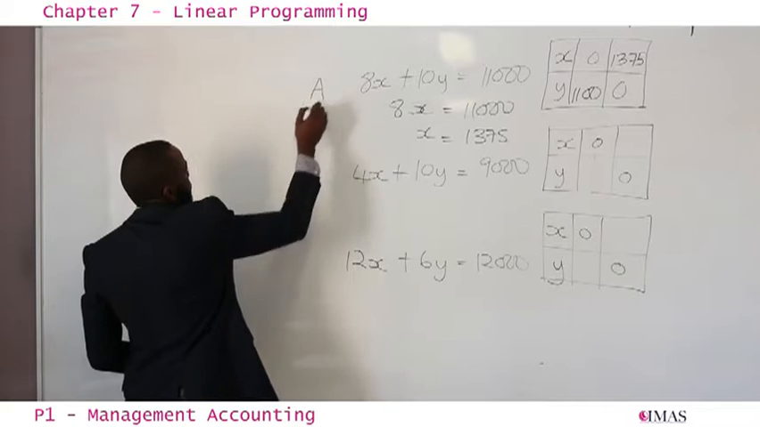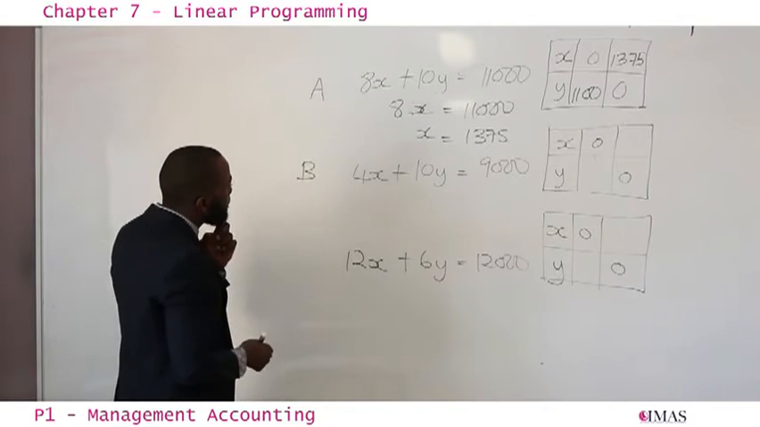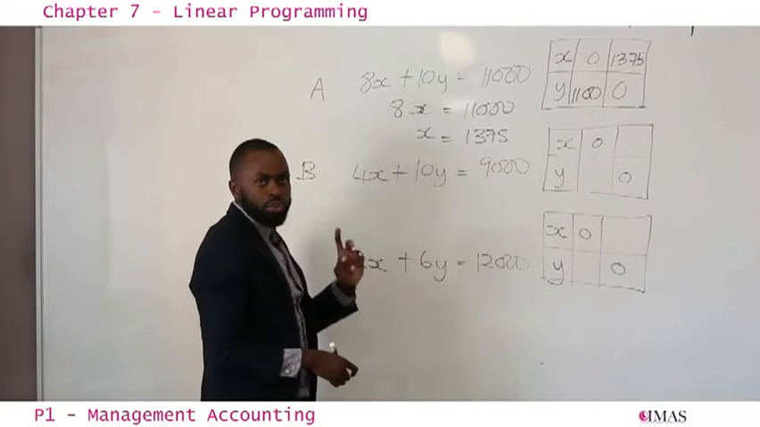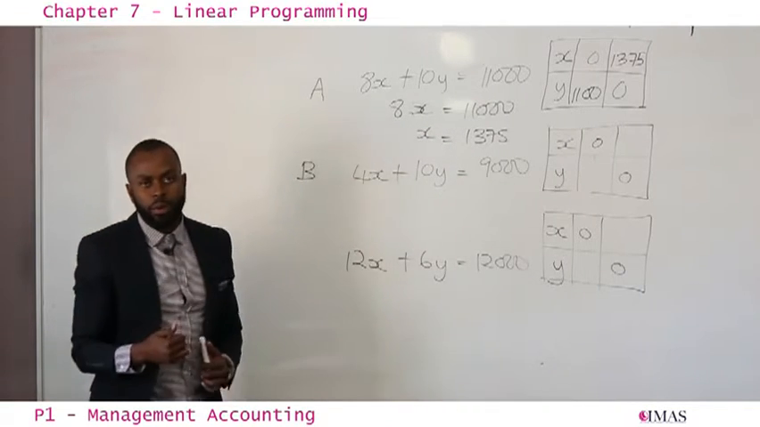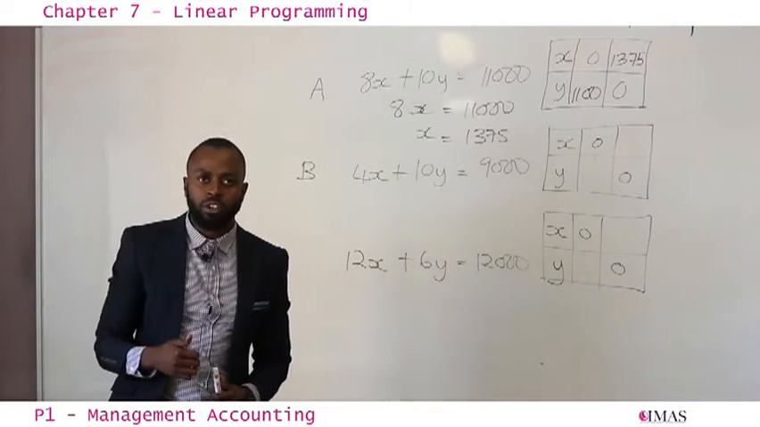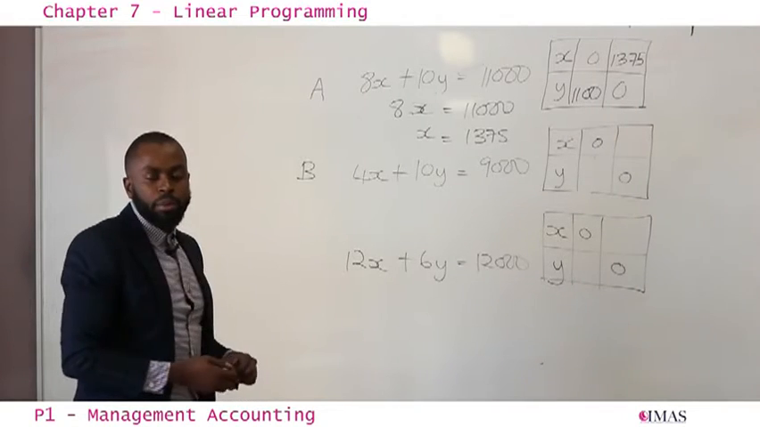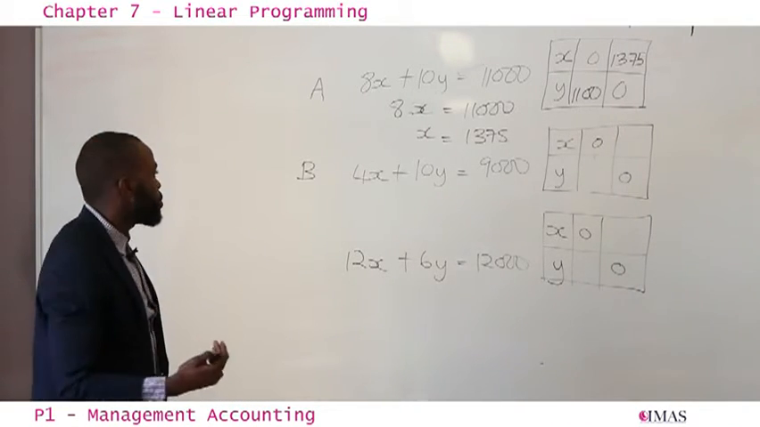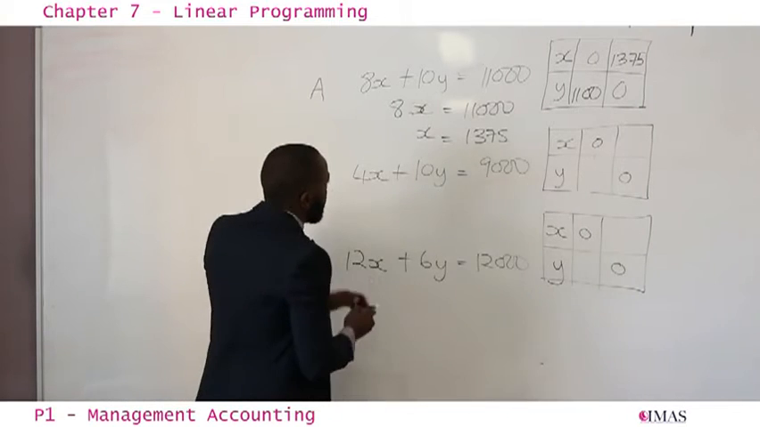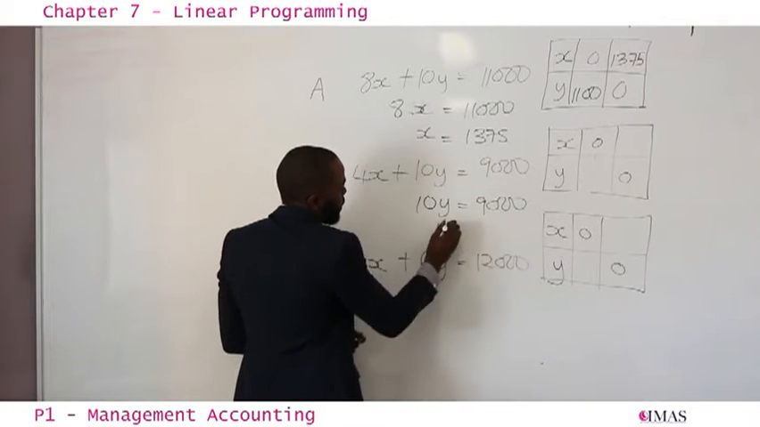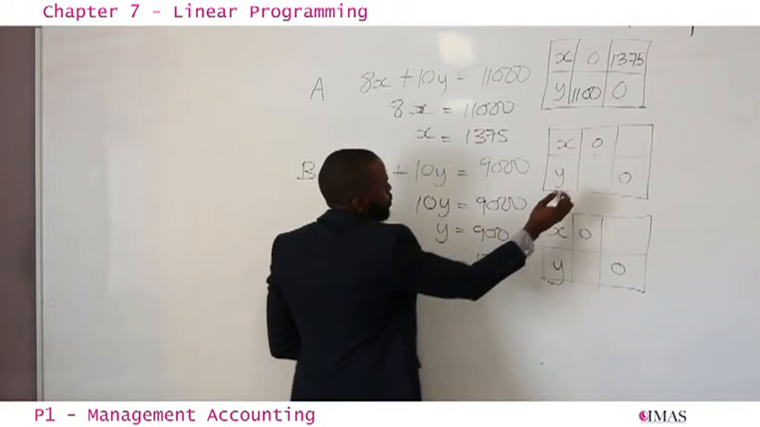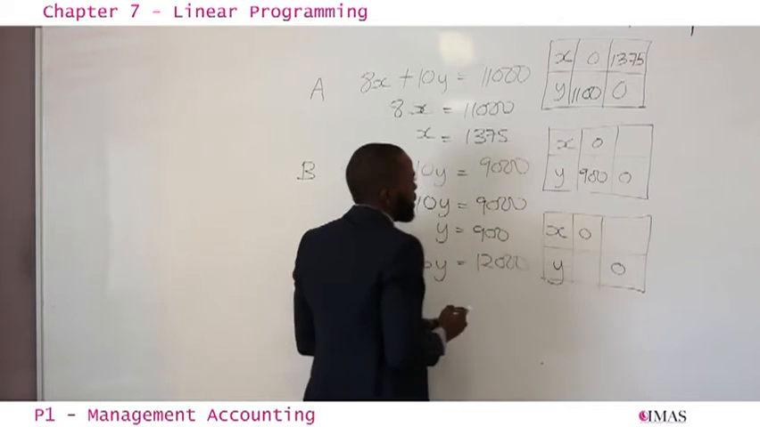department B. Now in department B, we also need just 2 points to come up with a straight line. So the easiest points to use are always when x is 0 and when y is 0. You can use other points, but here we're just looking at the easiest points to use. So when x is 0 here, this becomes 10y is equal to 9,000. Y is therefore equal to 900.